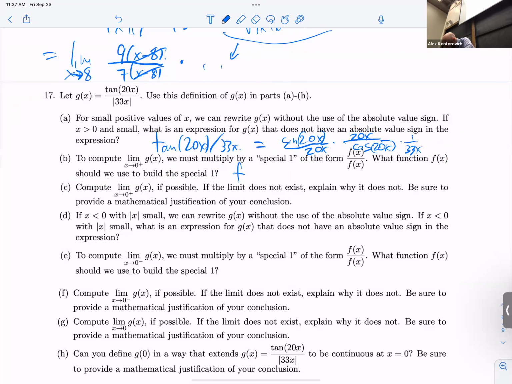You could say f is 20x, or you could also say f is 20, or you could just say you can figure out the limit without multiplying by a special 1. But presumably what it's looking for is this. I would argue against a problem like this. It's a little ambiguous.